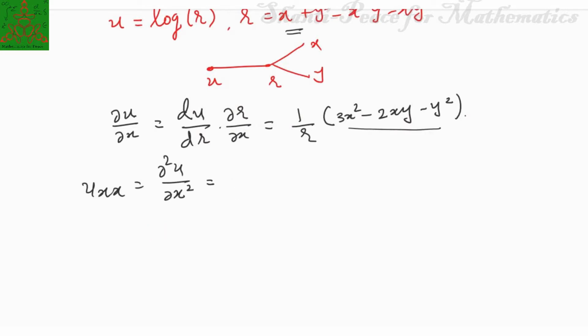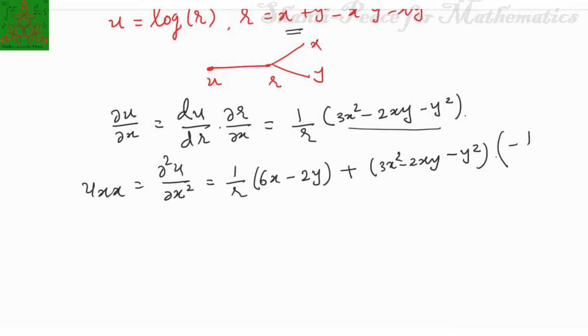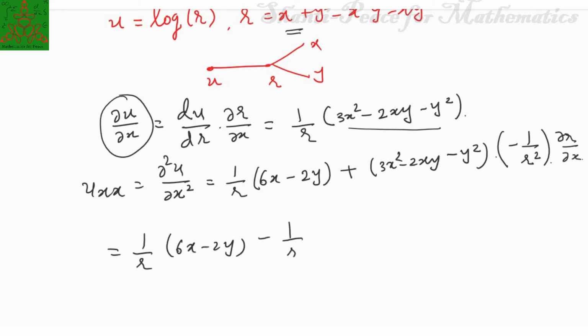By applying the product rule, we have 1 upon r as it is, and the derivative of this quantity is 6x minus 2y, plus this 3x squared minus 2xy minus y squared as it is, and the derivative of 1 upon r is minus 1 upon r squared. Again, the derivative of r with respect to x, del r by del x, is there. So finally you will have 1 upon r (6x minus 2y) minus 1 upon r squared (3x squared minus 2xy minus y squared), and del r by del x we have already computed, it is the same quantity, so that's why it is a square.